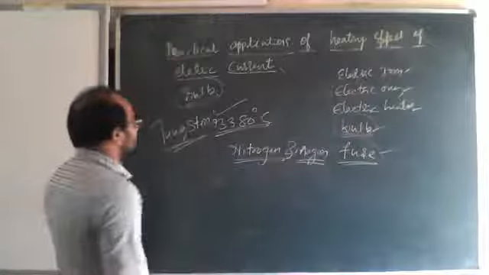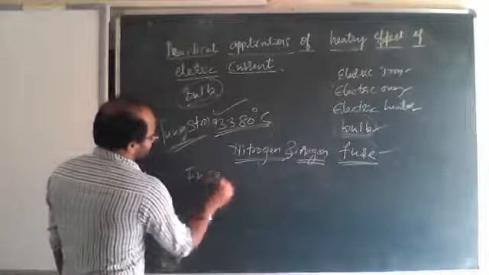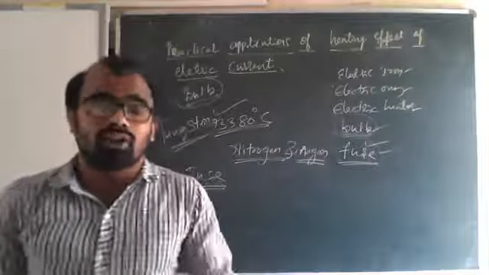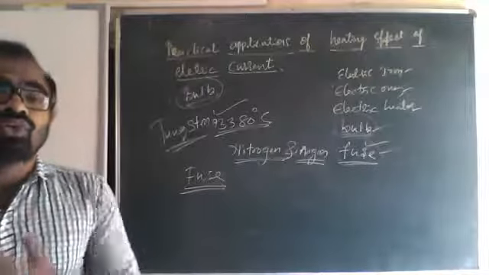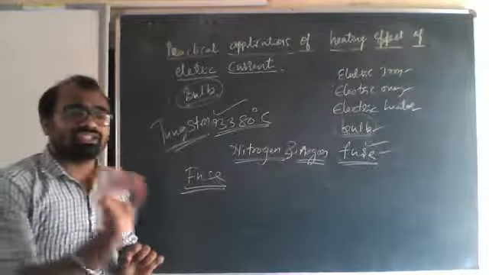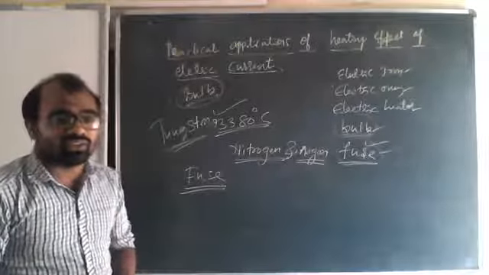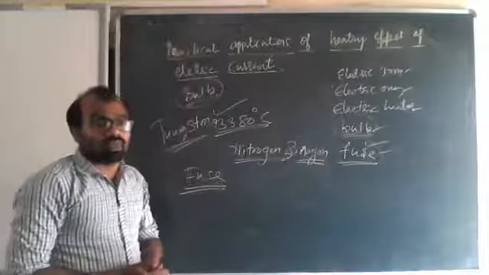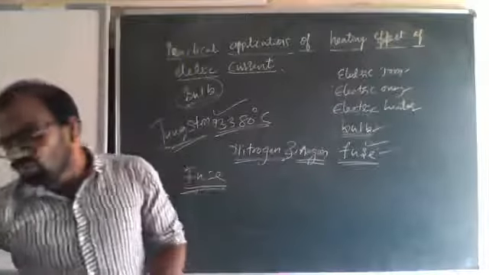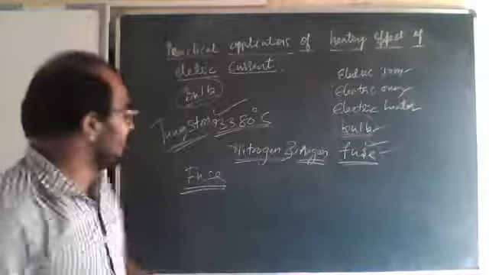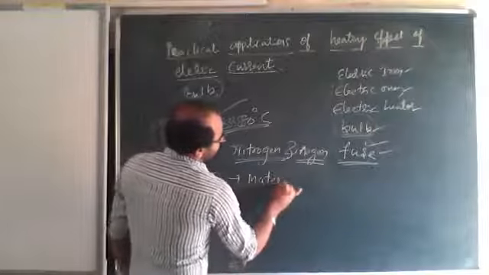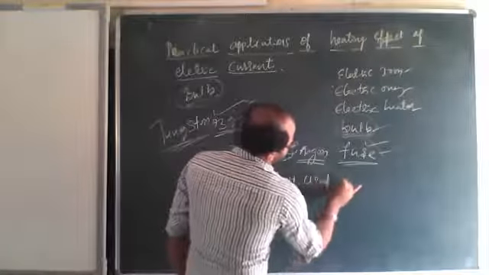Another one is there that we call a fuse. Okay, fuse. What is a fuse? I hope up to this much you are clear. So what is a fuse then? A fuse is a material used in an electrical circuit which melts itself when there is overloading or short circuit of the electric current. It is a material used in an electric circuit.